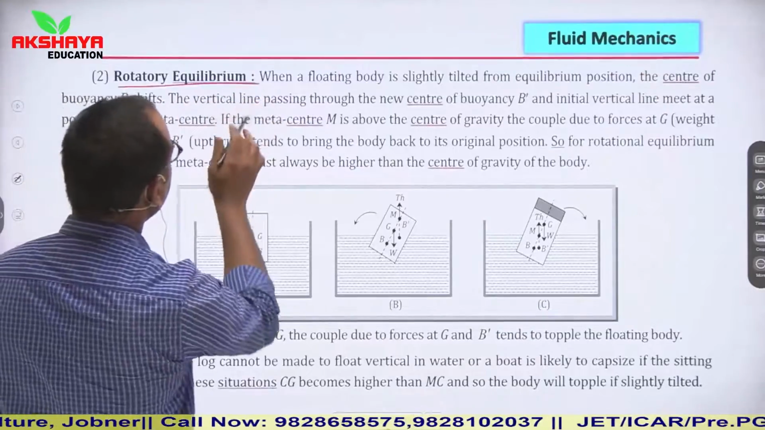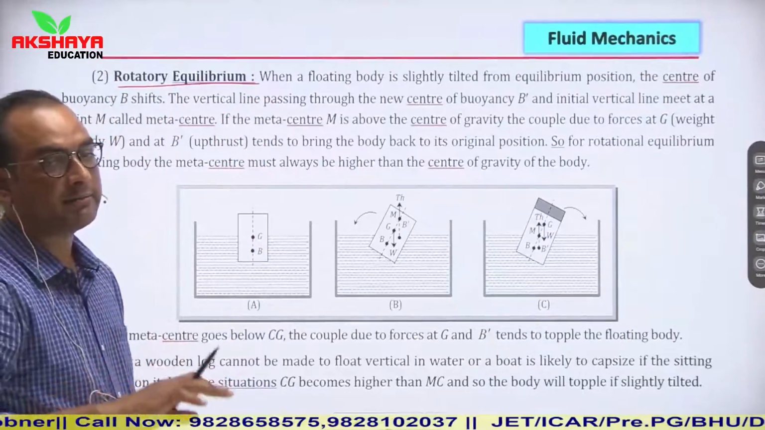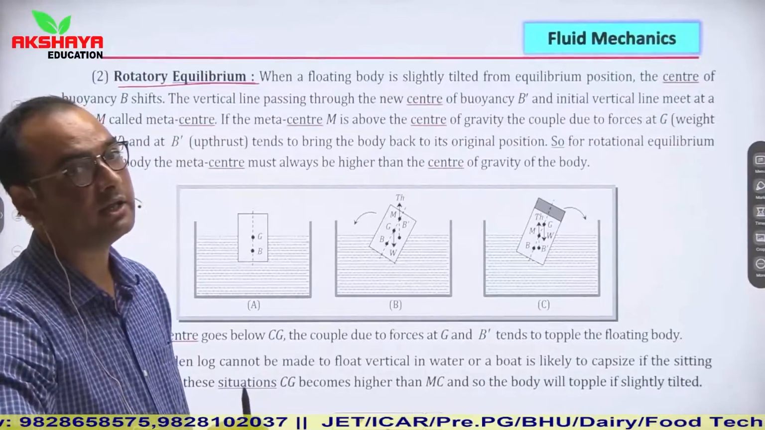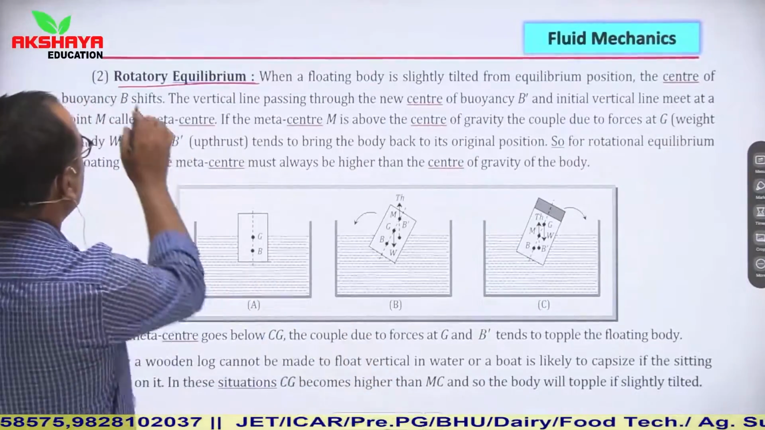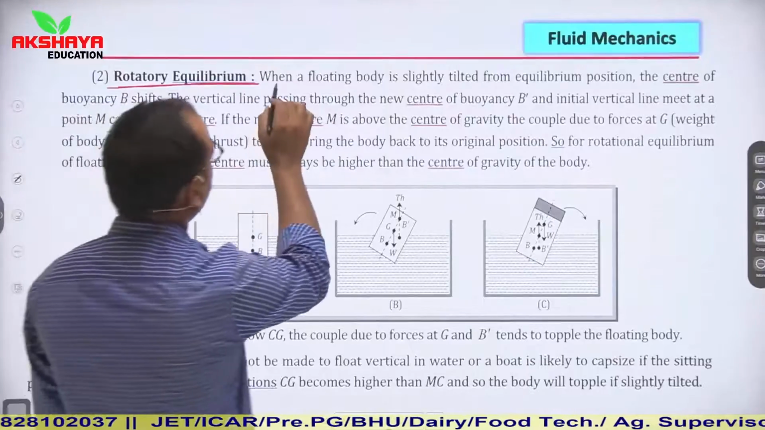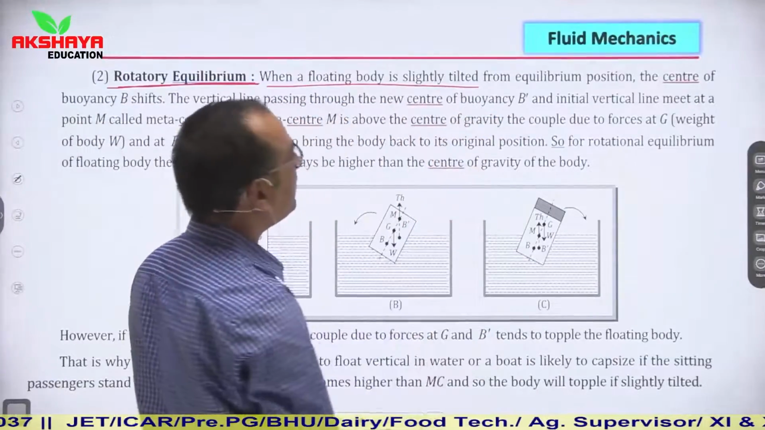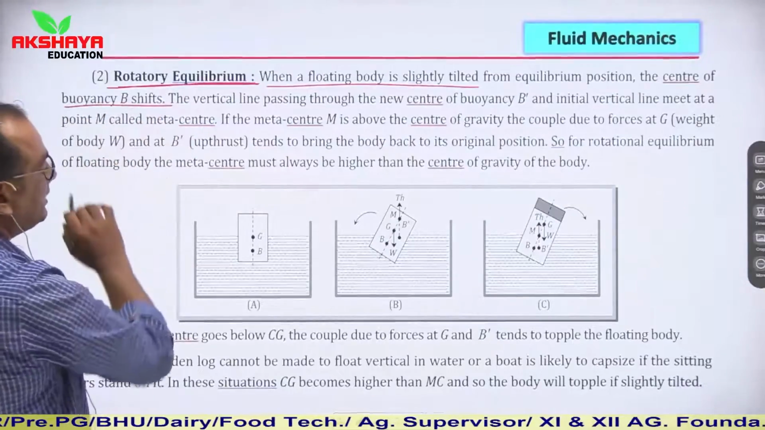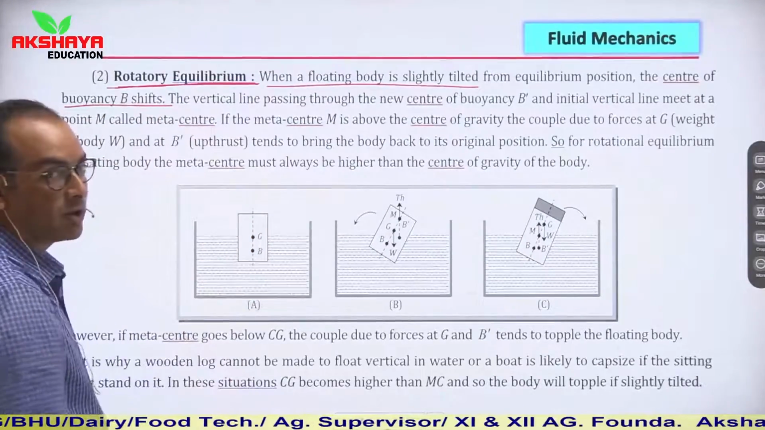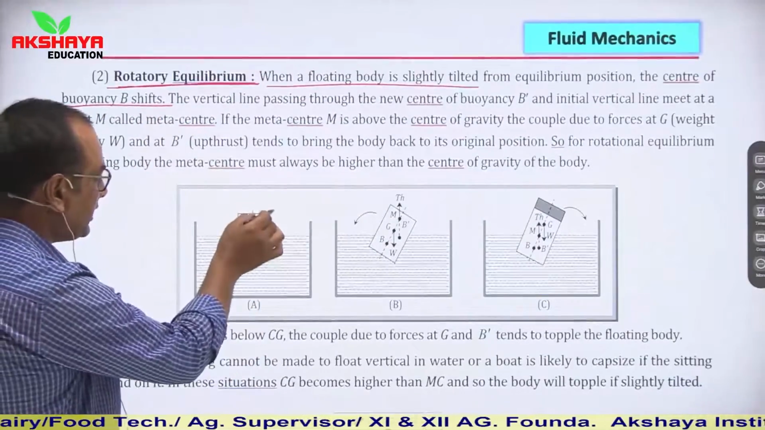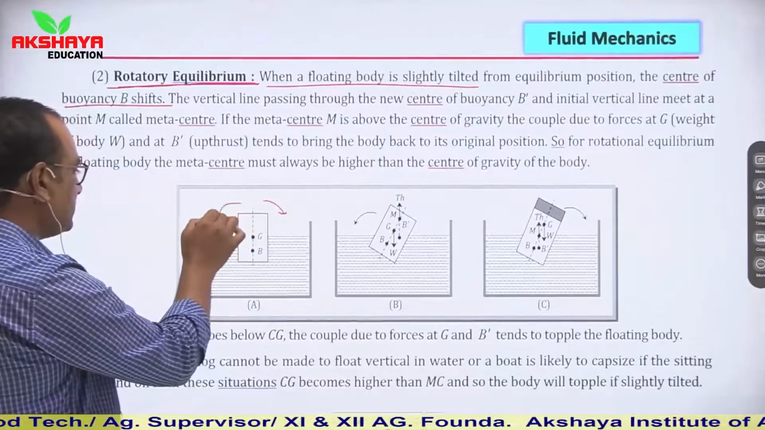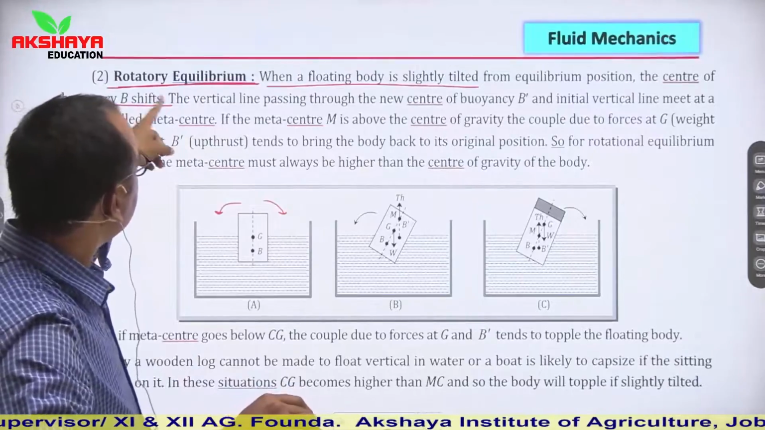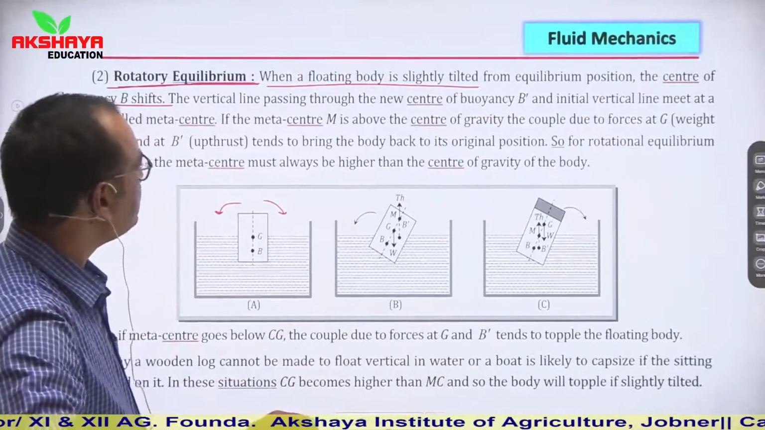Then rotatory equilibrium. Up to the previous slide we were discussing translatory equilibrium. Now we are talking about rotatory equilibrium. When a floating body is slightly tilted from its equilibrium position, the center of buoyancy B shifts. So this is the normal position. If it is tilted to either side, what will happen? The point of buoyancy B shifts, so this point B will be shifted.